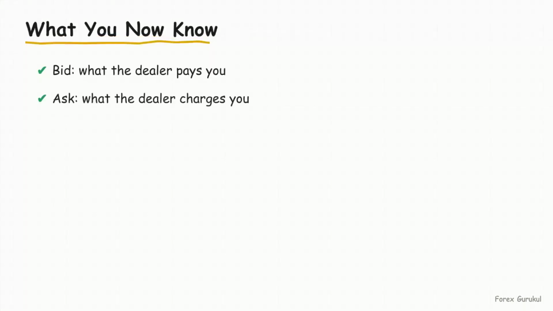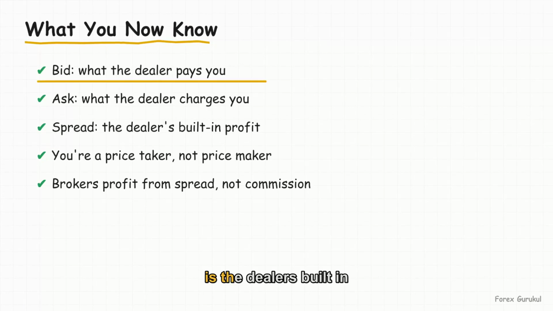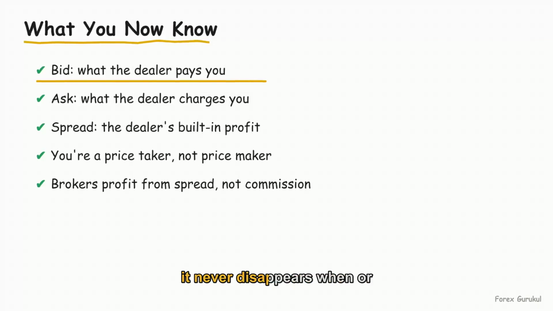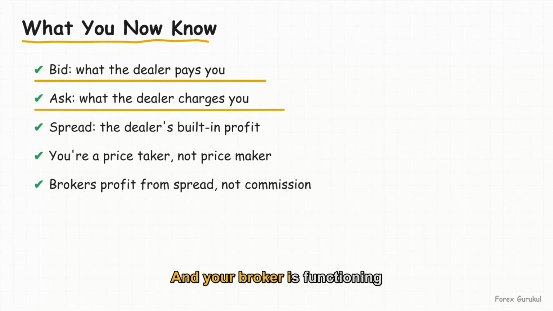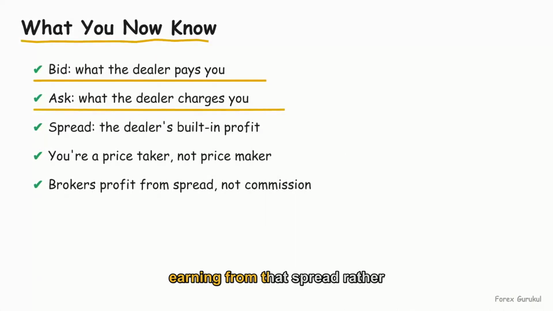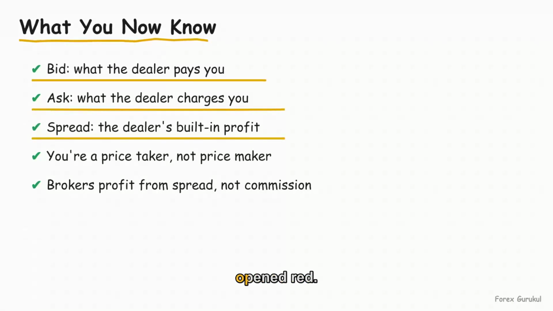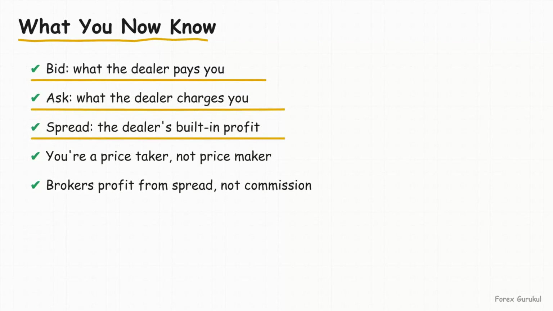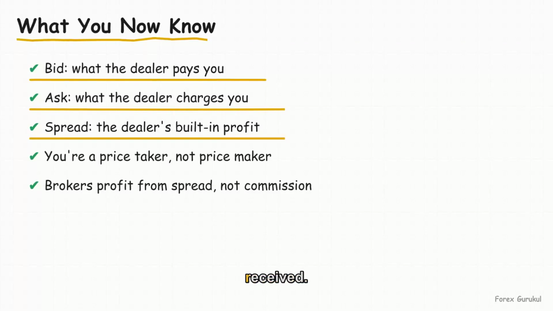Quick recap. The bid is what the dealer pays you. The ask is what the dealer charges you. The spread, the gap between them, is the dealer's built-in profit, and it's the one line here worth circling because it never disappears, win or lose. You're a price taker against that quote, not matched against another trader. And your broker is functioning as a dealer, earning from that spread rather than a commission. That's exactly why Danny's trade opened red the moment he clicked buy. Nothing mysterious, just the ask he paid versus the bid he'd have received.